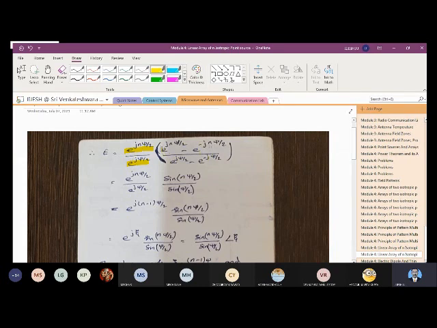Okay, so we get e to the power of j n psi by 2 minus e to the power of minus j n psi by 2, and e to the power of j psi by 2 minus e to the power of minus j psi by 2. So this can be written as sine n psi by 2 by sine psi by 2. To convert it into this form only, we have taken these common terms outside. So we get e to the power of j n psi by 2 by e to the power of j psi by 2, times sine n psi by 2 by sine psi by 2.